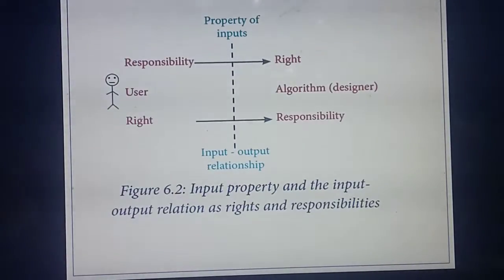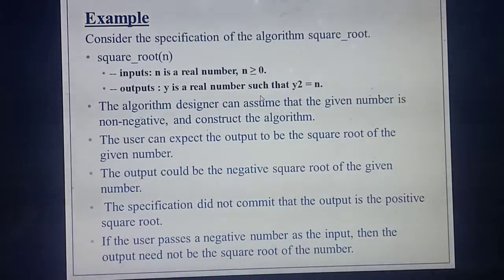So see, one diagram they are giving. One user is there. The user has the particular right and the responsibility for saying all of his needs. And this is the designer. The designer has the rights and responsibility for satisfying all the needs of the user. Understood?